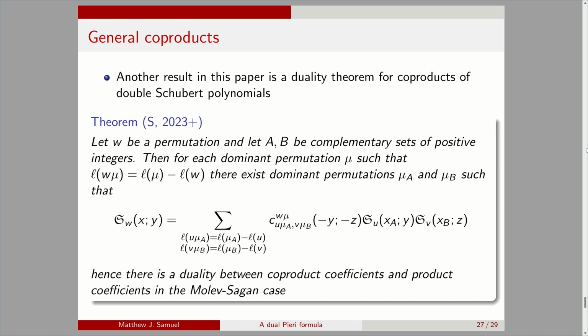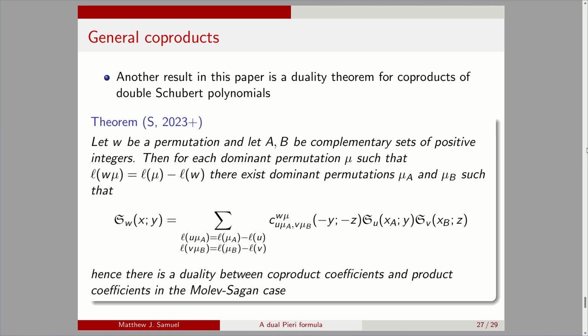So something I later added to the paper is a duality theorem for coproducts of double Schubert polynomials. So we can connect the Molev-Sagan coefficients, just like Bergeron and Sottile connected the ordinary Littlewood-Richardson coefficients to coproducts of ordinary Schubert polynomials.